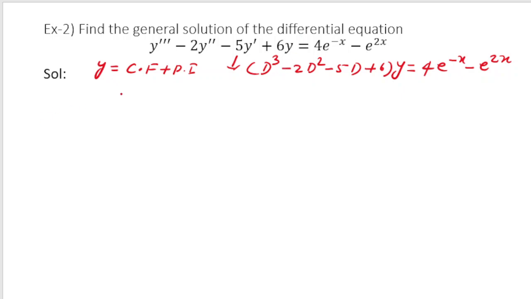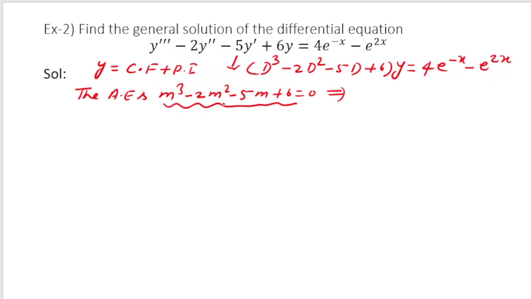Now to find the CF, first we write the auxiliary equation. So what is the auxiliary equation? We can write m cube minus 2m square minus 5m plus 6 is equal to 0. In this case I am not going to solve in detail. When you are solving, you have to find the roots, but since we want to focus more on the particular integral part, how to solve this and write this solution we have discussed in great detail in the previous videos.